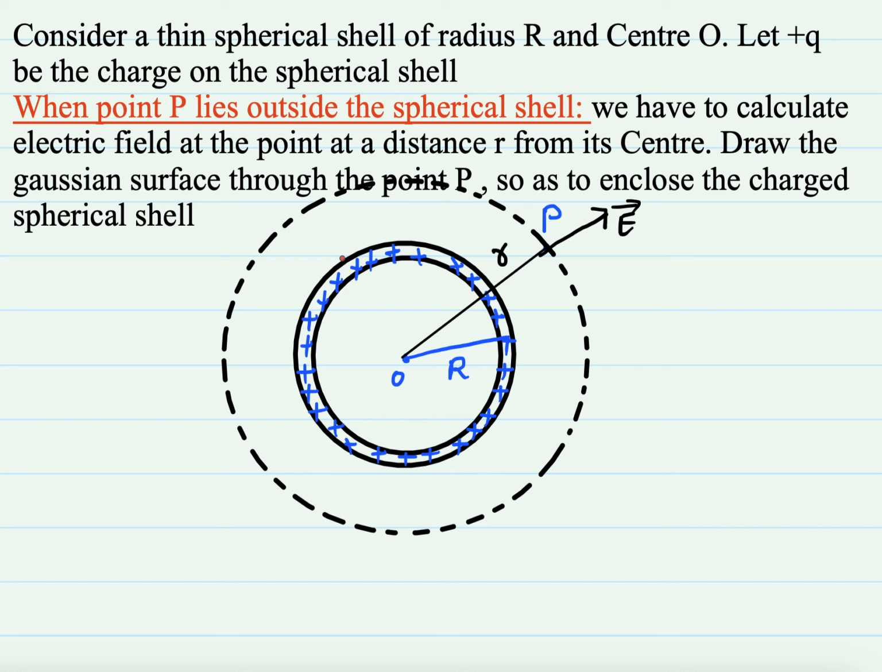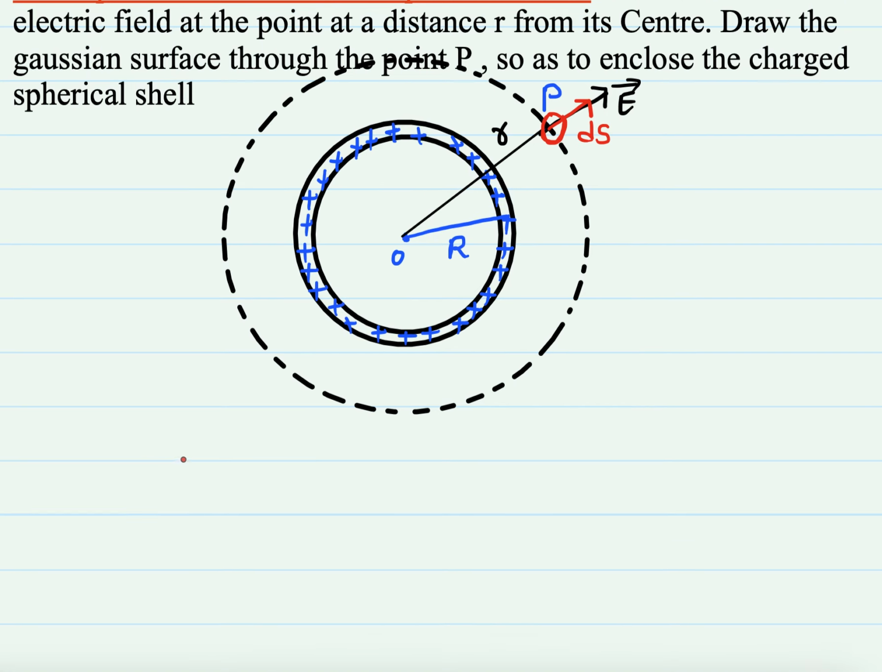Now consider a small area element around the point P. That area vector is always normal to the surface, so dS. If we consider point P anywhere on the Gaussian surface, the electric field vector and area vector are both parallel to each other. Then what is the flux through the Gaussian surface? Electric flux through the Gaussian surface.